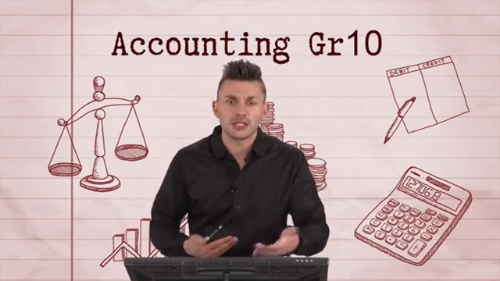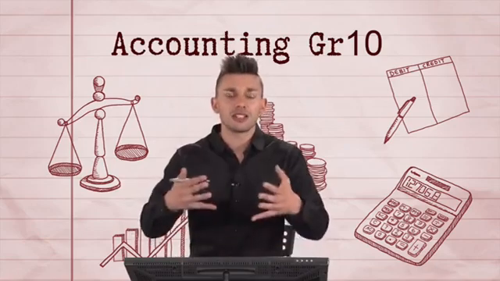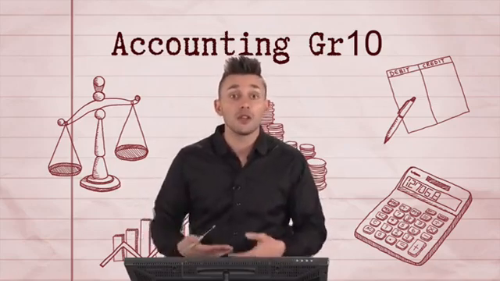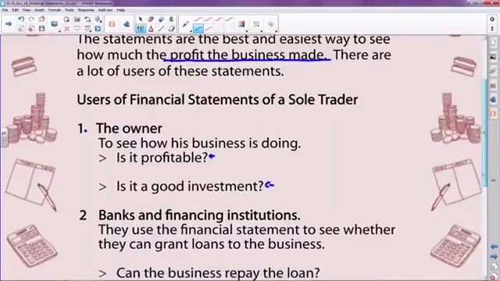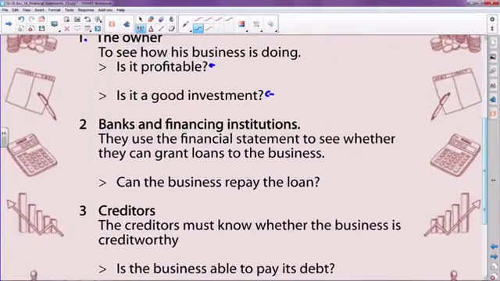Is this a good business? Is it profitable? Can't you rather sell the business, take the money, and go and invest it somewhere else to get a better return? So that's one. Let's go look further. The second one will be the banks and the financial institutions.